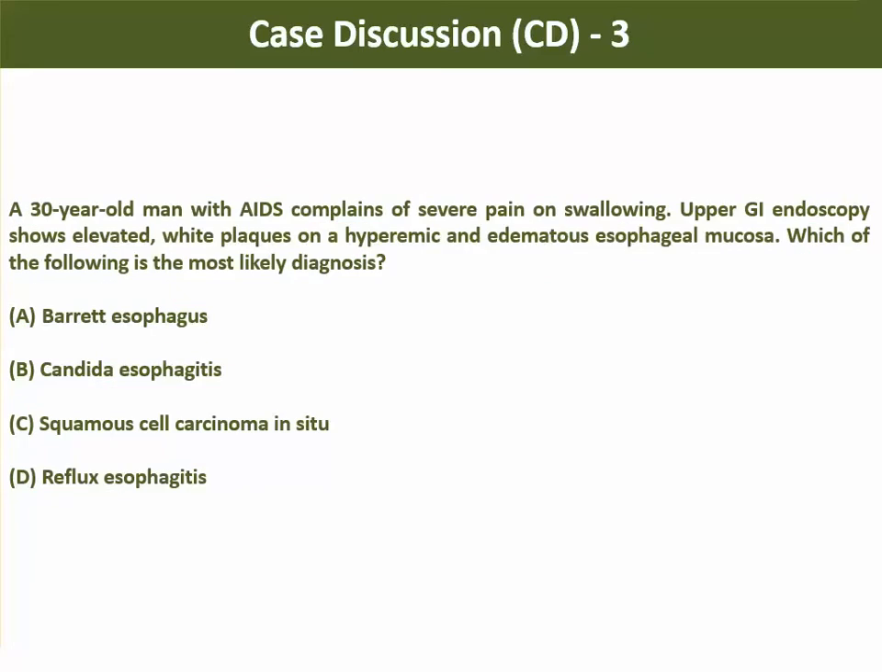Now coming to case discussion number 3. It is a 30-year-old man who has already been diagnosed with AIDS. He is having severe pain on swallowing. So what is the name? It is odynophagia, severe pain on swallowing. Okay, now this is about the patient history. They gave an adult man with a past history of AIDS, and he now has pain during swallowing, odynophagia.